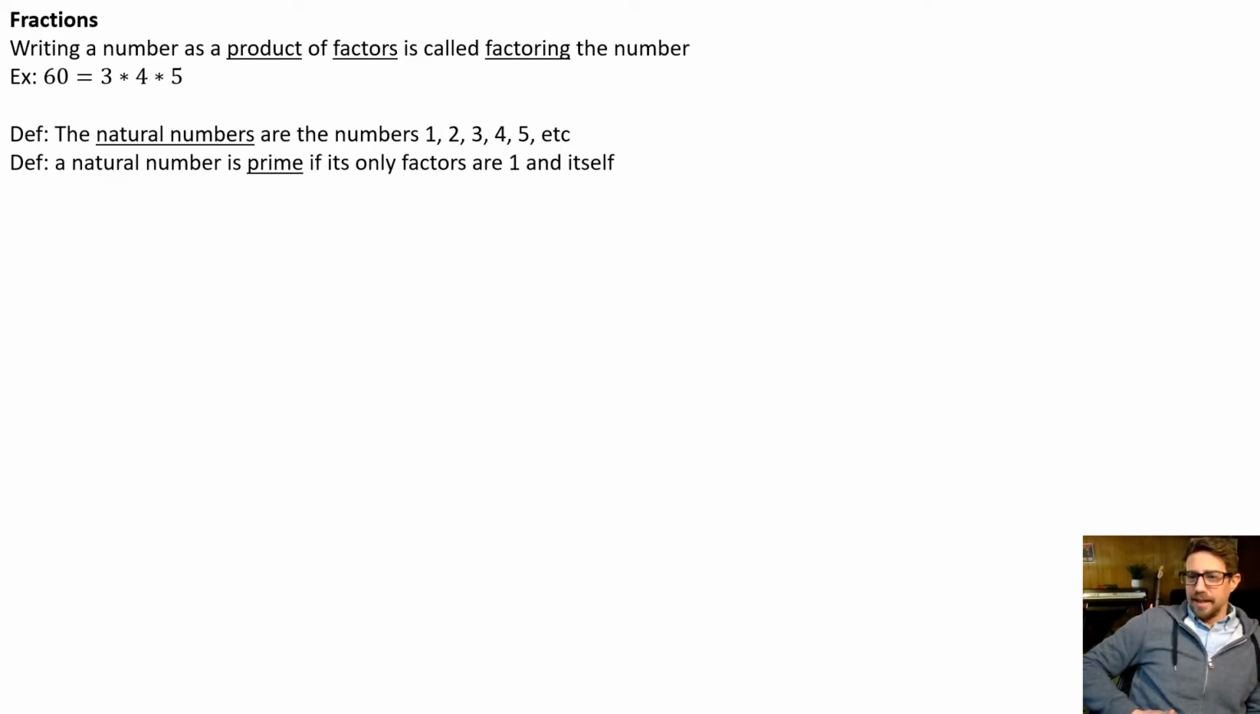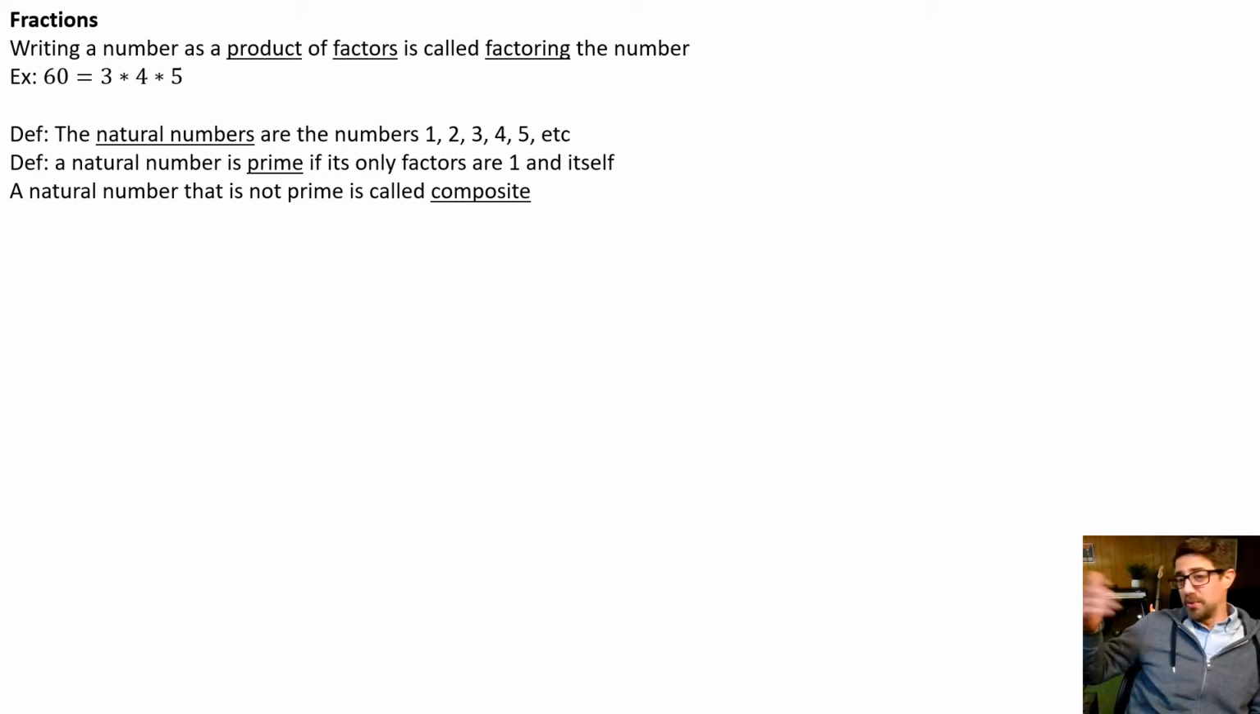Another definition, like I said, a lot of definitions, a lot of vocabulary right off the bat here. A natural number is called a prime number if its only factors are 1 and itself. So prime numbers are often called the building blocks of the natural numbers. They can't be broken down any further. I can't ask you to factor a prime number because there aren't any. All right, and a number that you can factor, so that's not prime, is called composite. So the only two kinds of natural numbers are prime numbers and composite numbers, except the number 1, which is technically not prime.